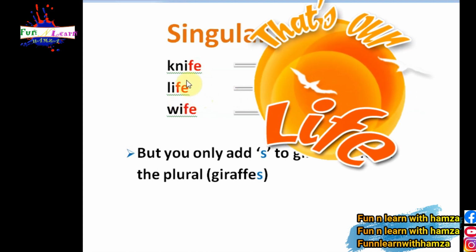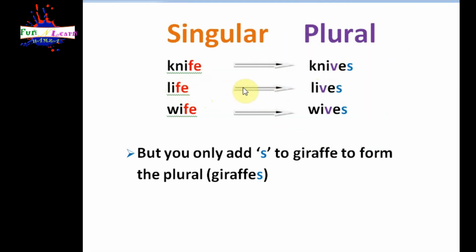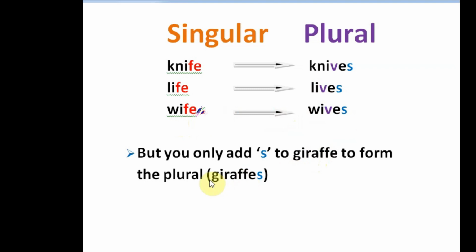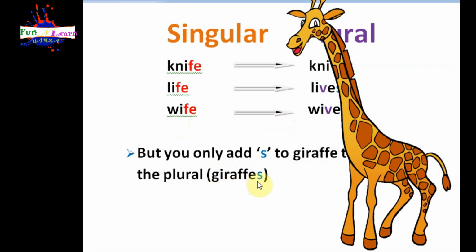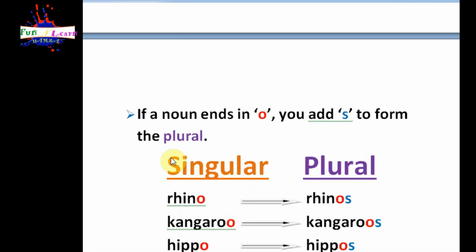Life. Again, the singular noun is ending with F and E. So to make it a plural, we will drop the F, replace it with a V, and add an S at the end. Lives. Same goes for wife, which becomes wives. But you only add S to giraffe to form the plural, giraffes. There are always exceptions here.